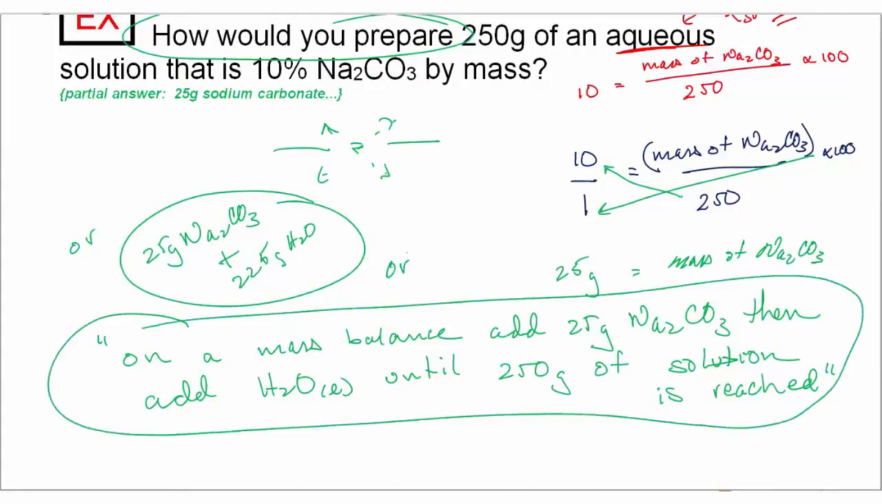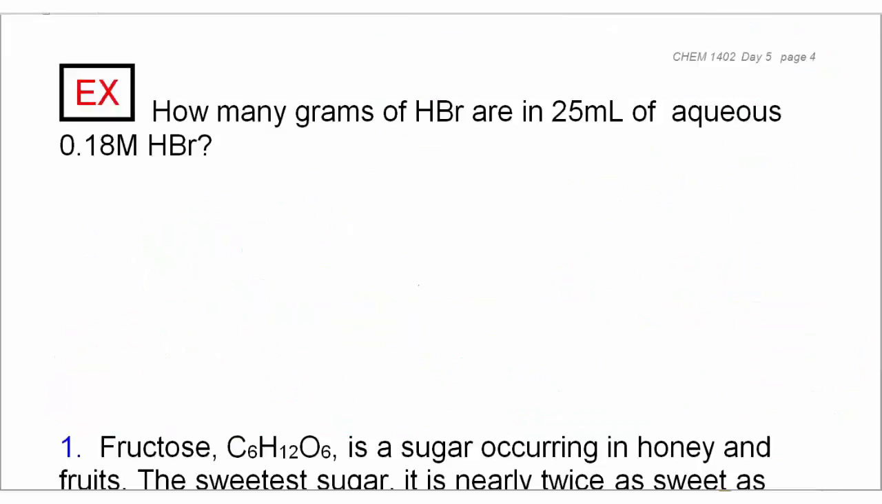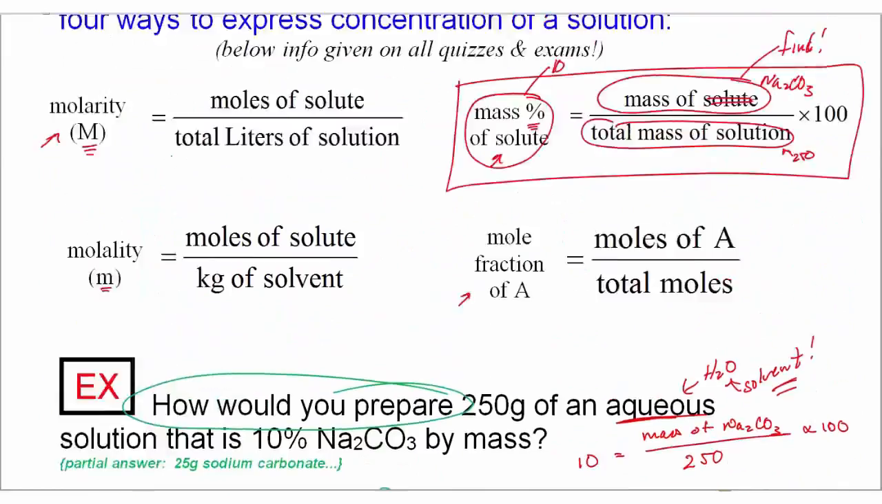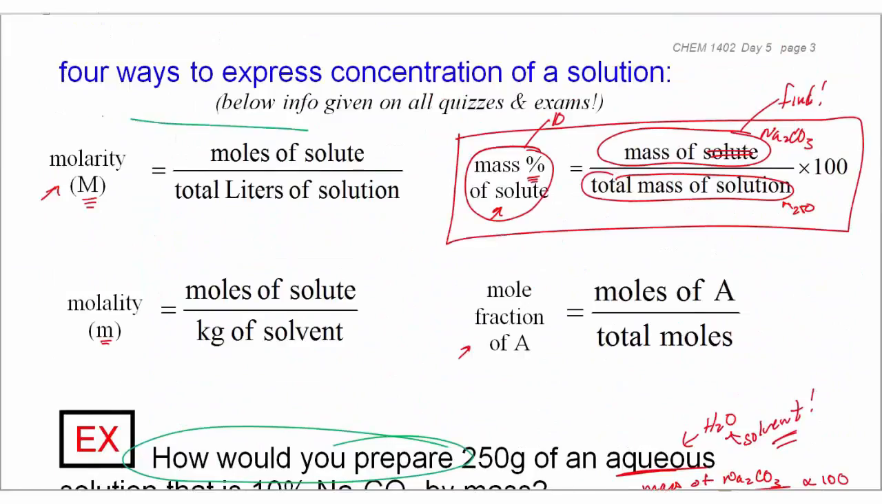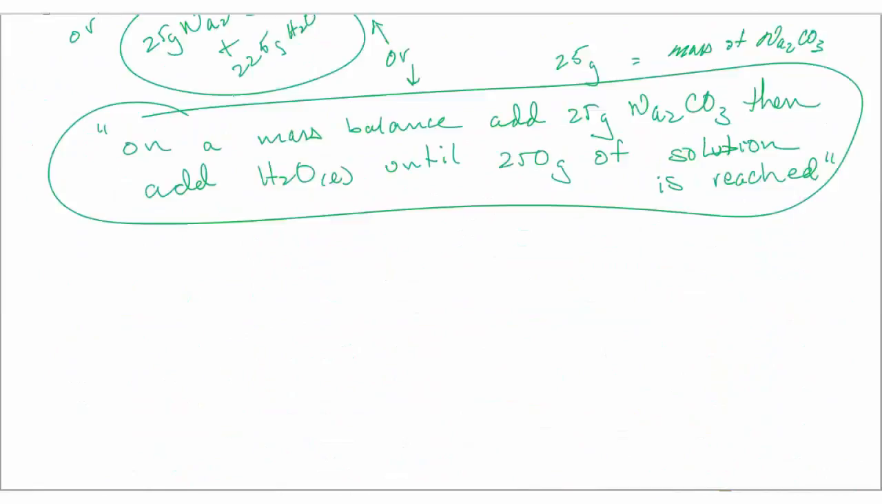All right. How many grams of hydrogen bromide are in 25 mils of aqueous 0.18 molar hydrogen bromide? The big M, when you see it, you're supposed to say molar. So we use our expression for molarity then, big M. Here it is. Big M equals moles of solute over liters of solution.